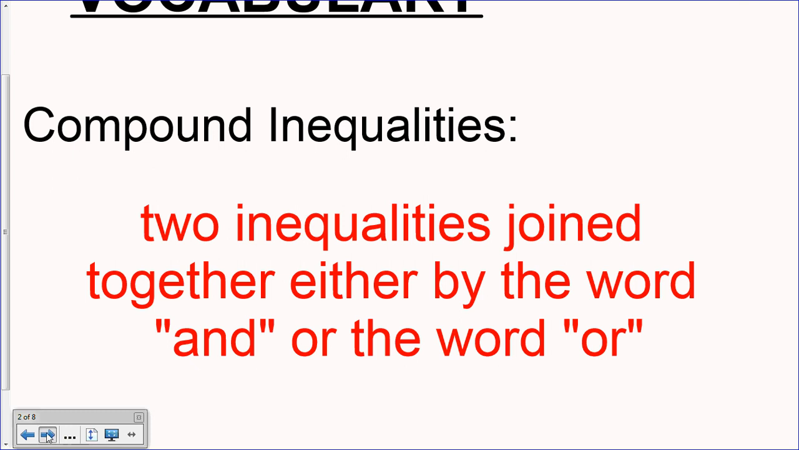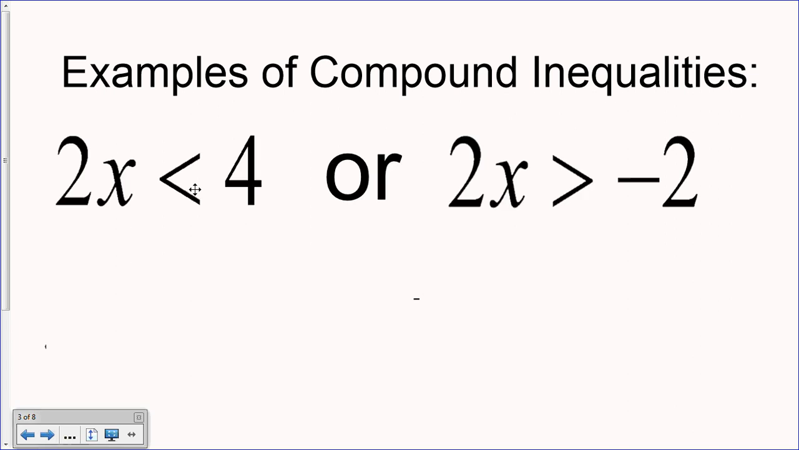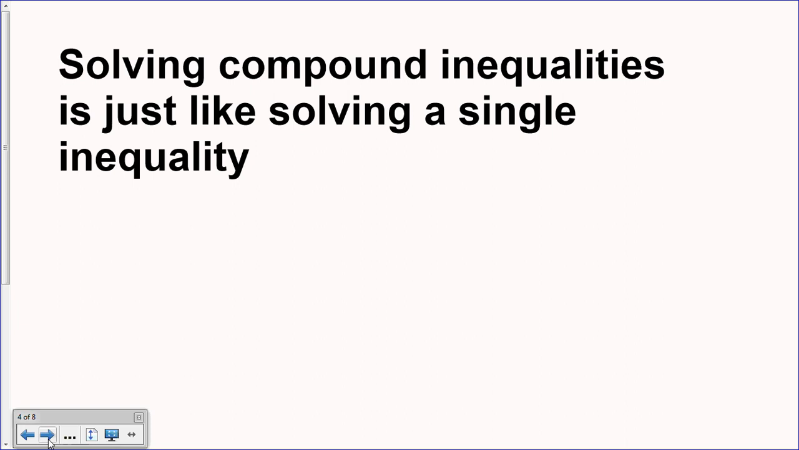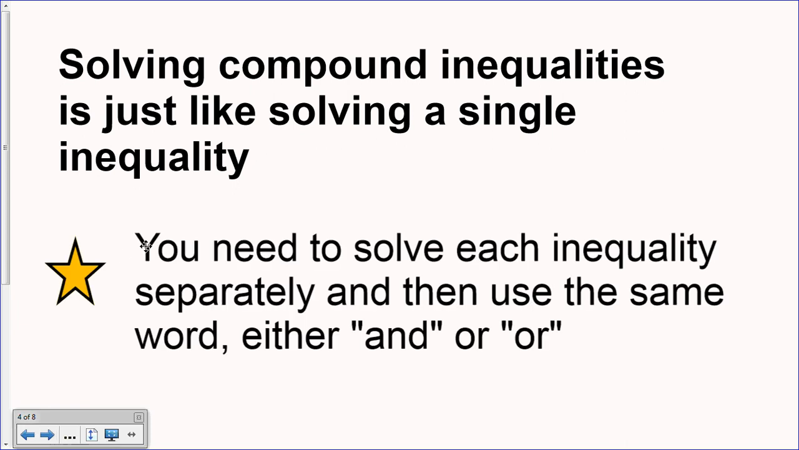So here are some examples of the kind of problems that you'll see. You'll notice that it's not solved for x already, so you'll still have to solve for x. It's basically doing the same one or two step or multi-step equation or inequality, but you're doing it twice as many. Solving compound inequalities is just like solving a single inequality. You need to solve each inequality separately and then use the same word, whether it was the and or the or that they gave you.